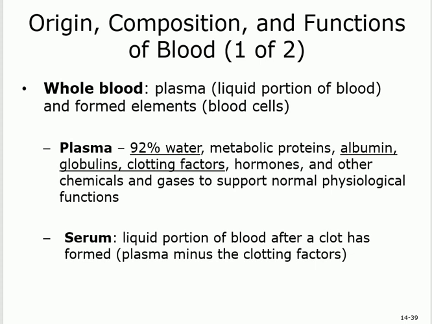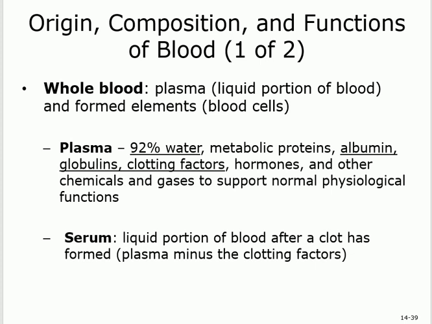Fibrinogen specifically, right? Albumin, globulin, and fibrinogen. Fibrinogen is the clotting factor. So the most important components are water and plasma proteins. What are the plasma proteins? Albumin, globulin, clotting factors, specifically fibrinogen, that will be activated into fibrin later on.